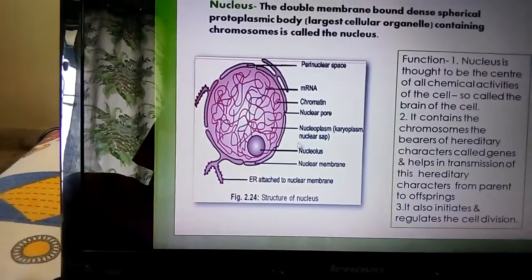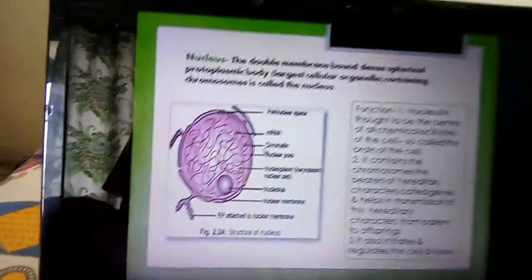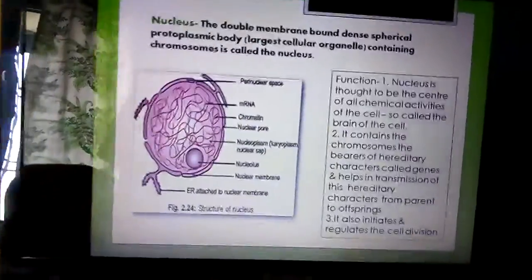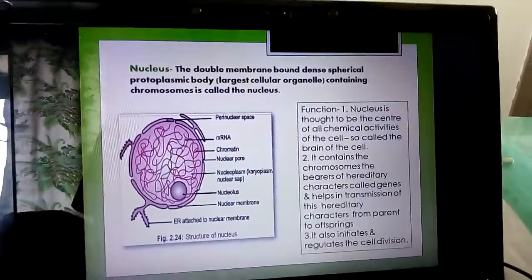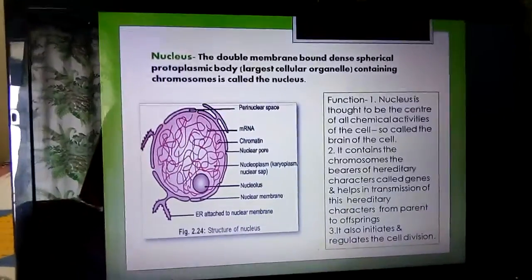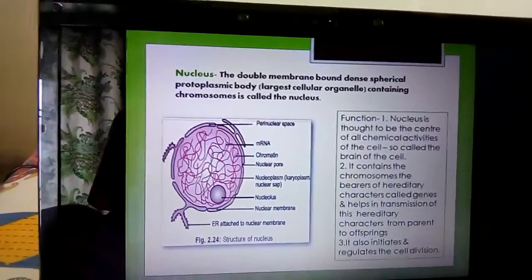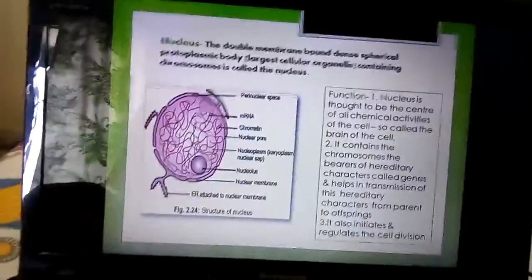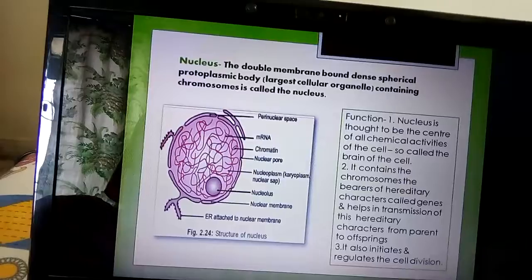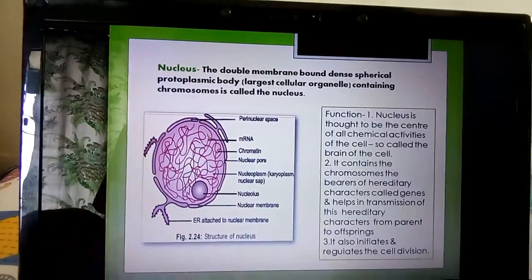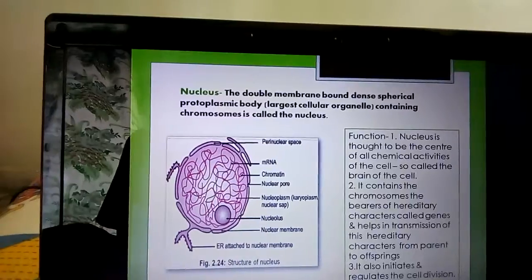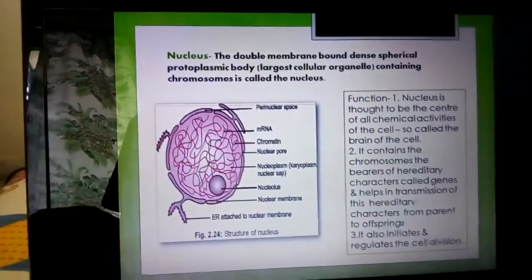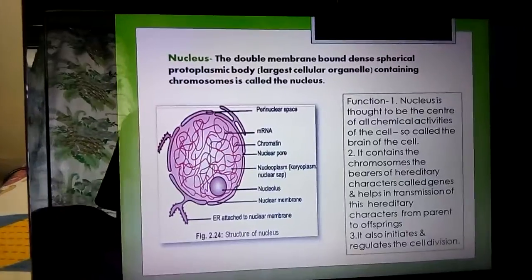Now I will tell you some basic information regarding the nucleus. The nucleus is usually present at the center of the cell. But in a mature plant cell, it is pushed towards the periphery by the vacuole. A single cell consisting of a single nucleus is known as uninucleate. But when a single cell consists of more than one nucleus, it is known as multinucleate.